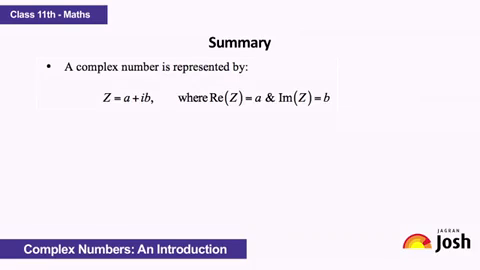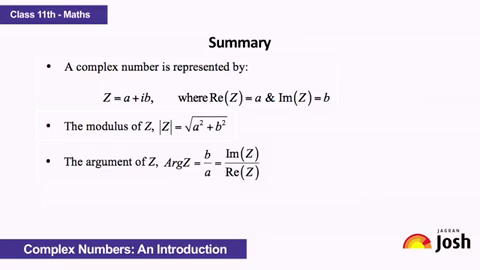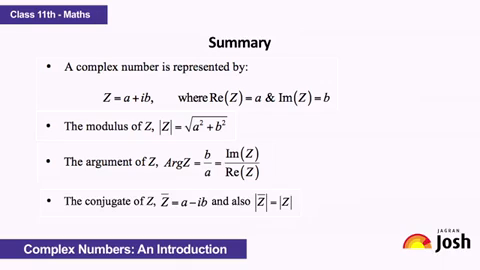A complex number is represented by z is equal to a plus iota b, where the real part of z is equal to a and the imaginary part of z is equal to b. The modulus of z, mod z, is equal to root of a square plus b square. The argument of z, arg z, is equal to b upon a, which is equal to the imaginary part of z upon the real part of z. The conjugate of z, z bar, is equal to a minus iota b, and also mod of z bar is equal to mod of z.